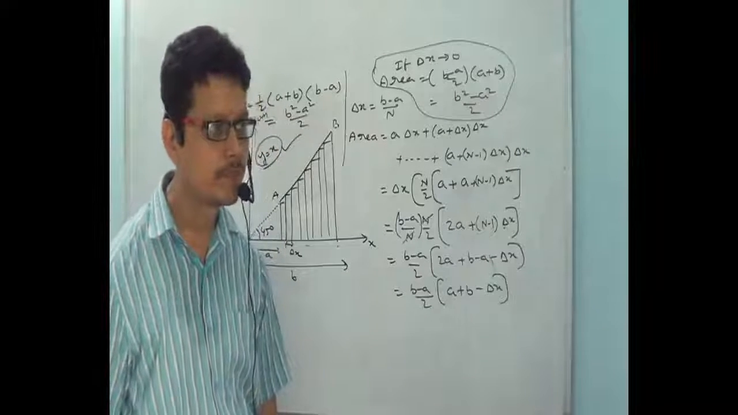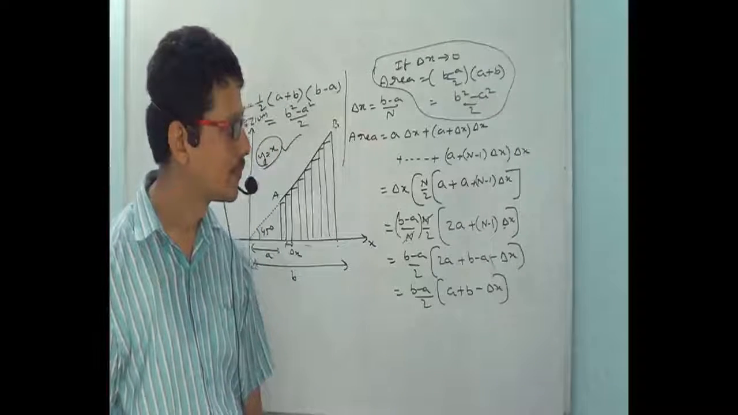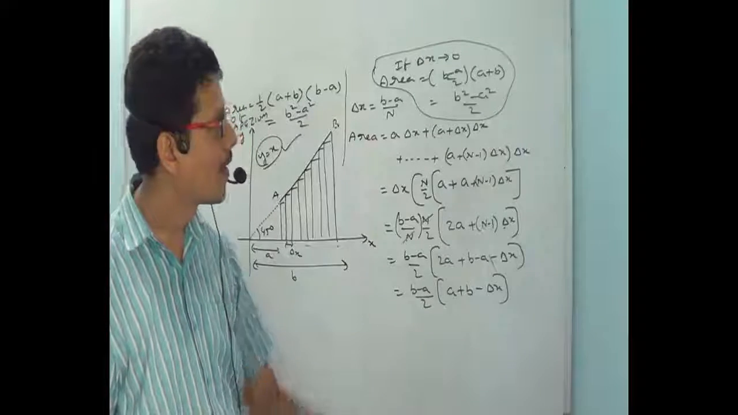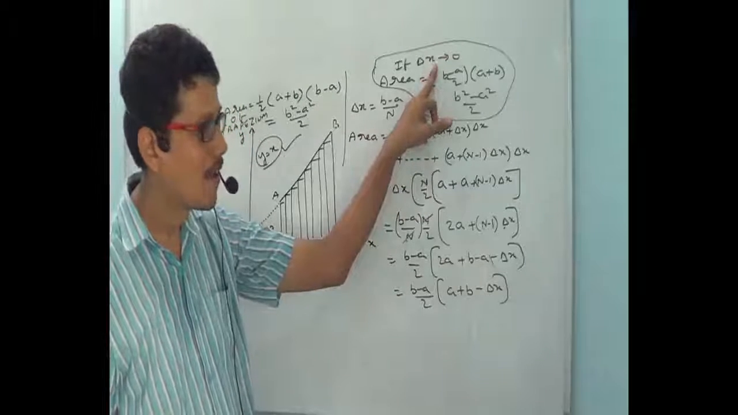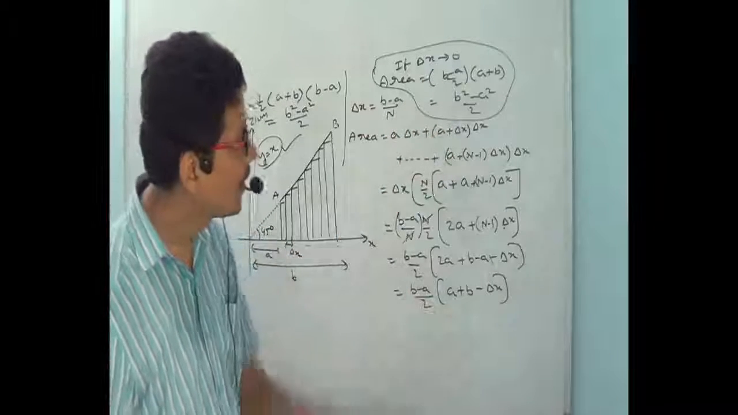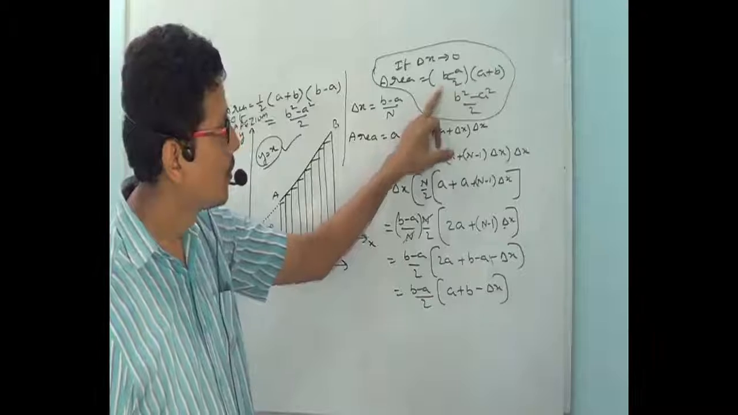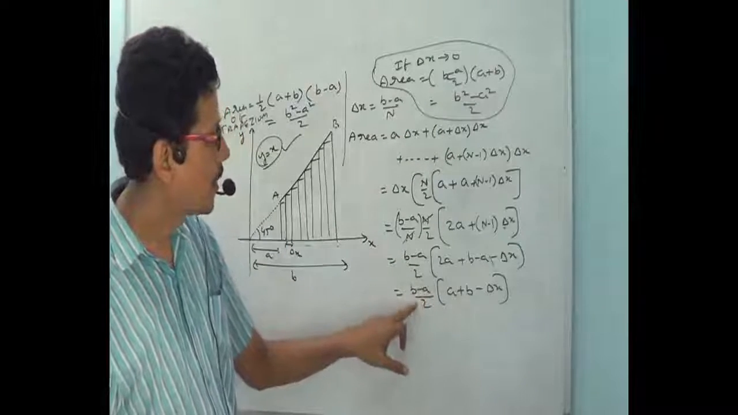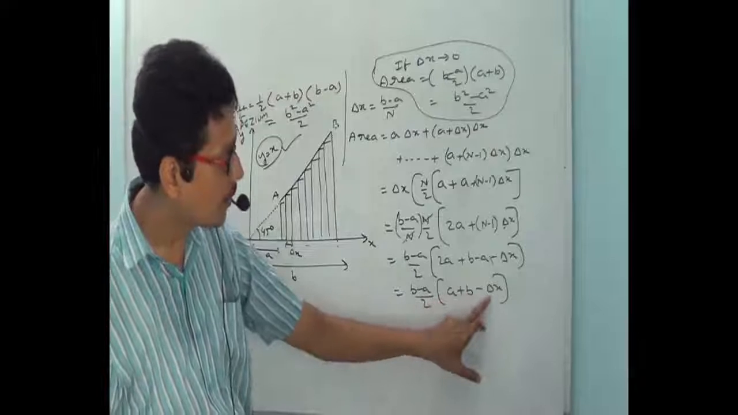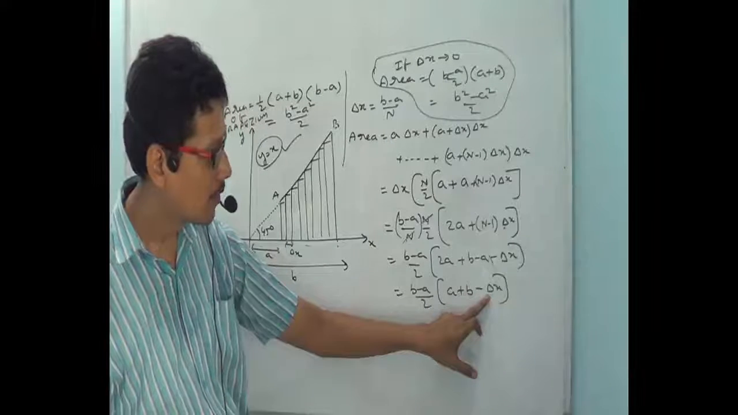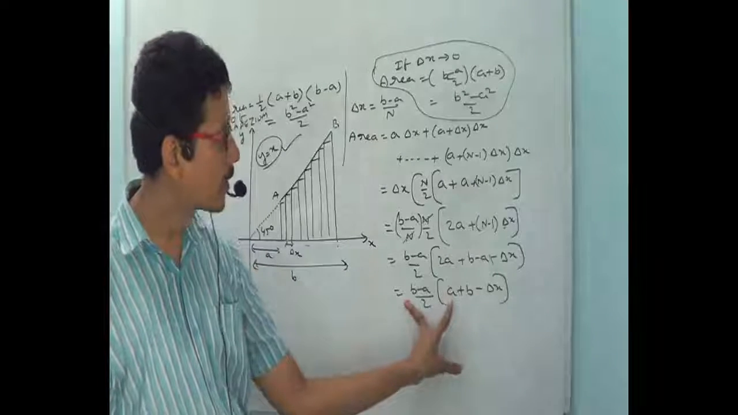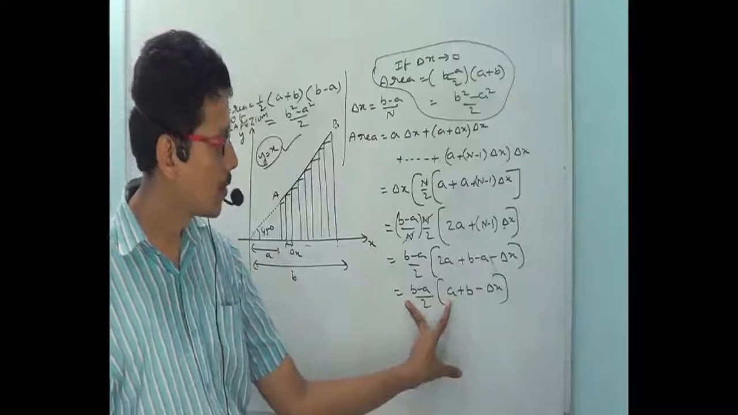Sir. Tell me. If delta x is equal to 0, what do we get? Please answer above. Area is equal to b minus a by 2 into a plus b. I am taking delta x as 0, right? So if I take delta x as 0, this I will get.